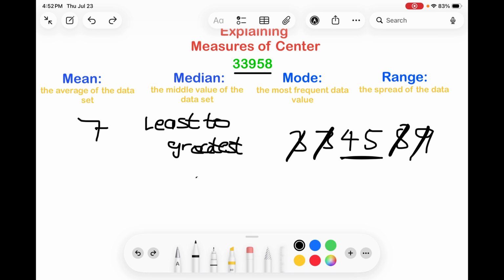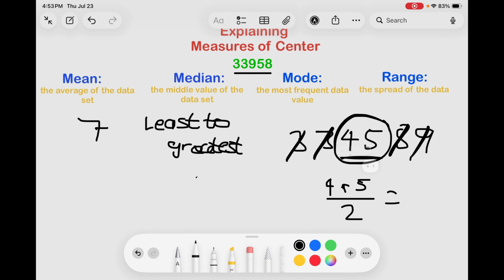How do I find the mean? I add these 2 numbers, so 4 plus 5, and I divide the sum of it by the number of numbers. In this case, it's 2, because 4 and 5. So 9 divided by 2, which is exactly 4.5. So 4.5 would have been the median for this.